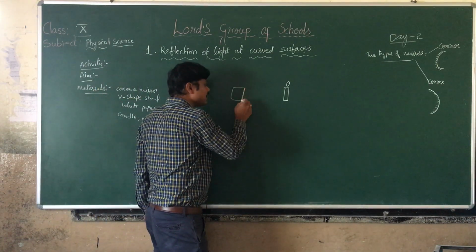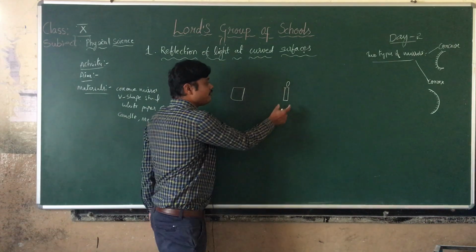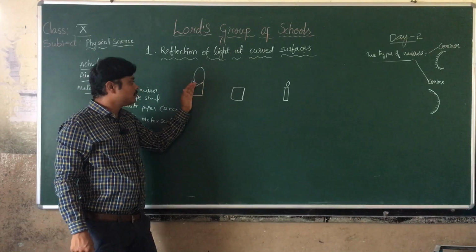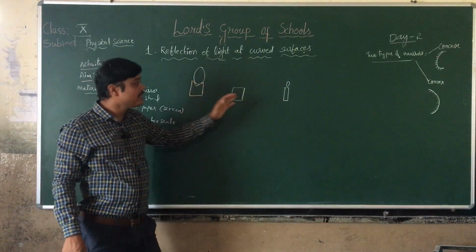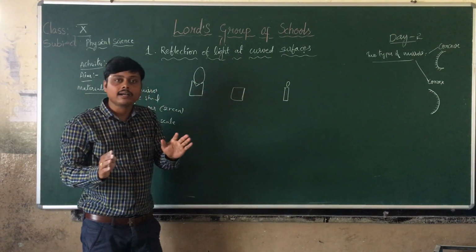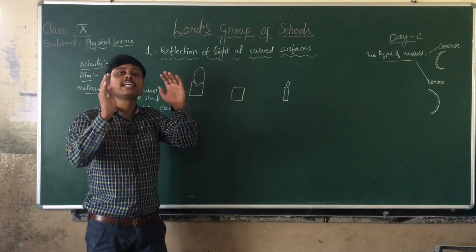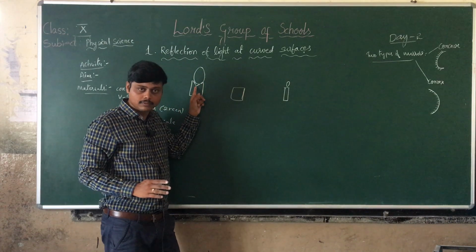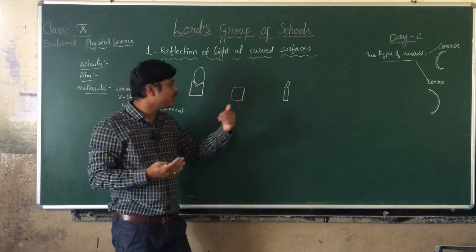So why are we getting different kinds of images? Because we are moving the candle from the mirror to different distances. The point is, when you change the position of the object from the mirror, obviously we will get different kinds of images.